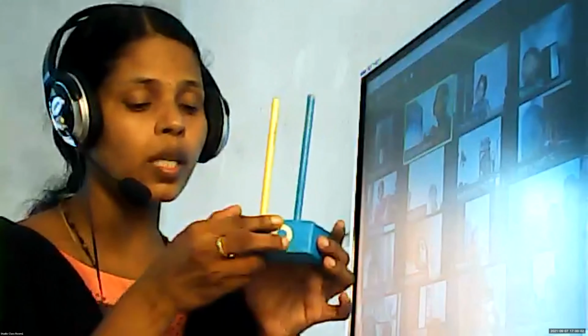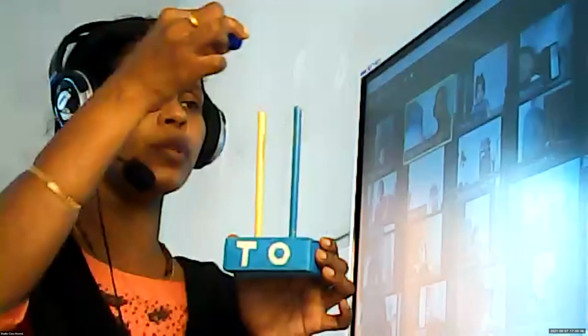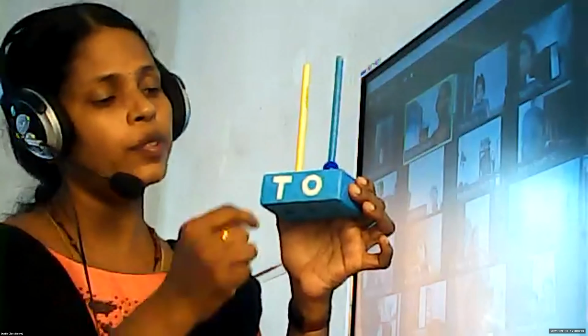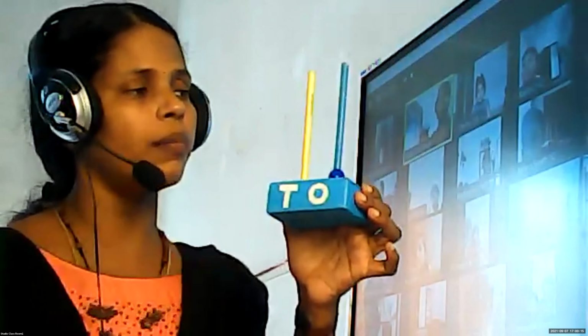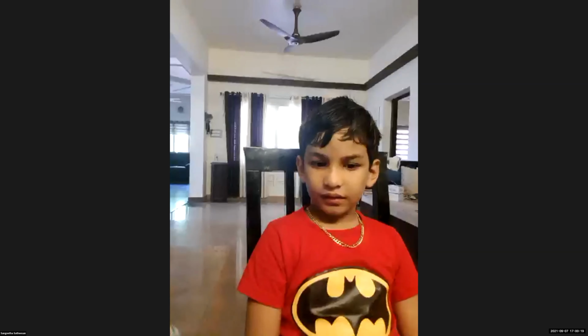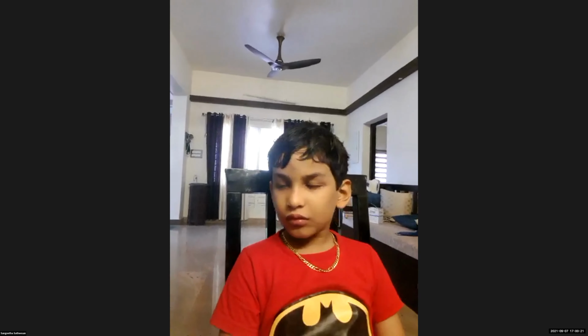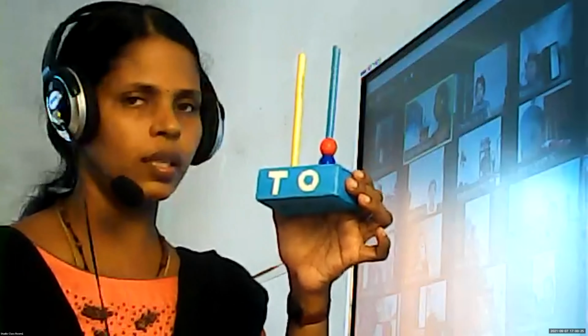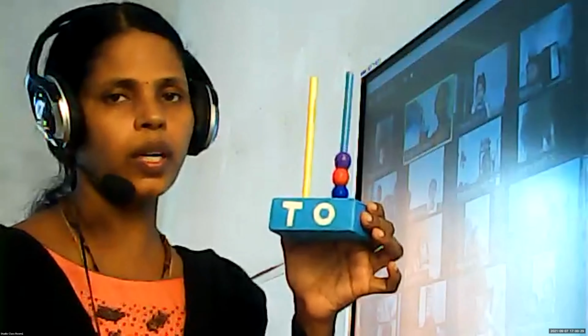On these rods, we have to put beads. Now I'm putting one bead on this space. So what is the number I am showing? One. Yes or no? One. Now I put another one. Now 2 ones. 2 ones. Now one more. 3 ones.